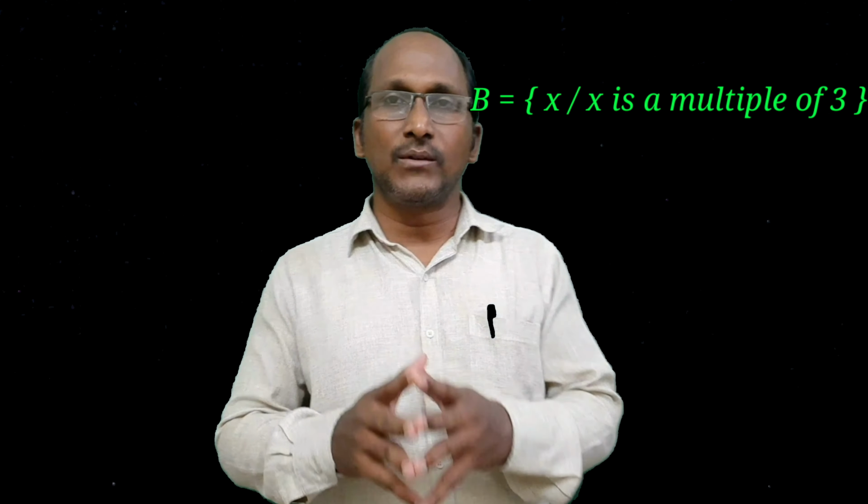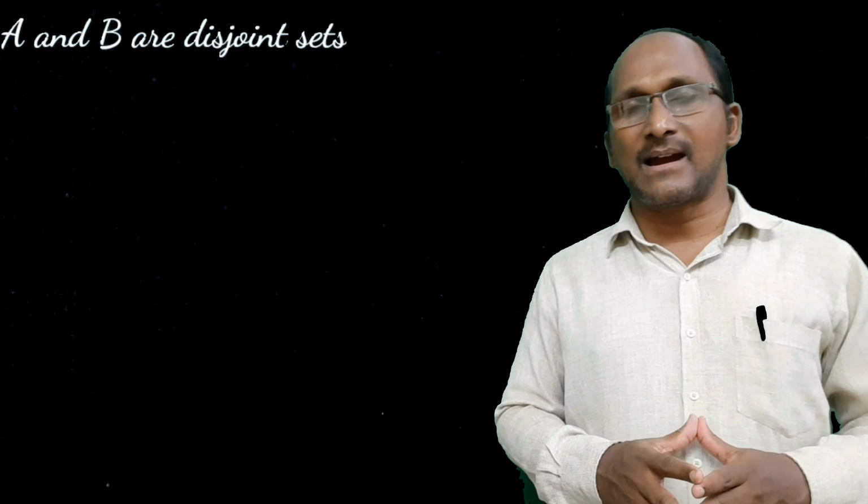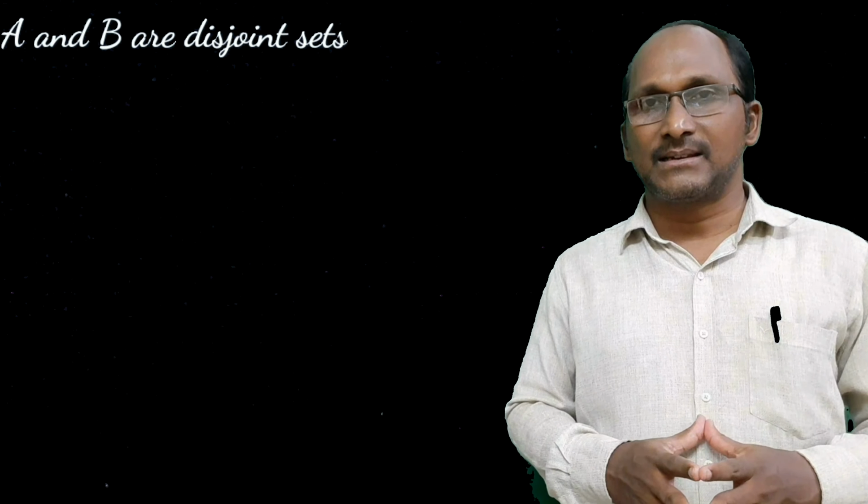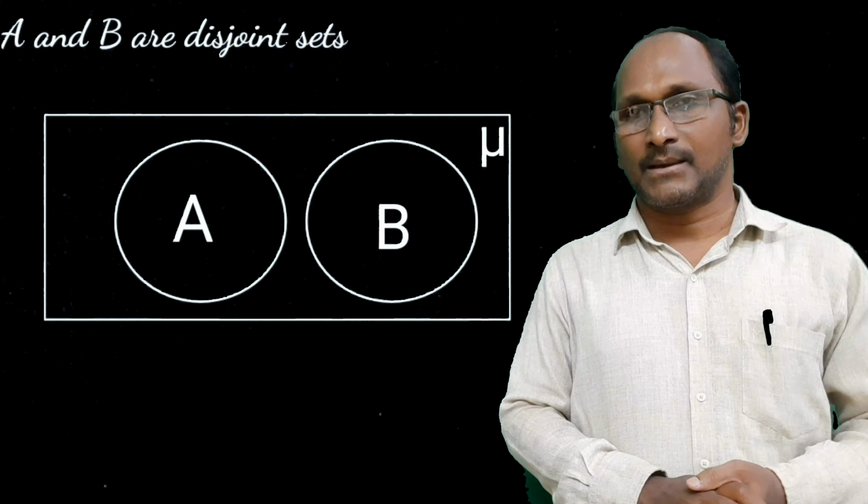So children, to use set theory in practical problems, we need to establish the relation between the sets and their combinations with the different operations. Let us see the first case. If A and B are disjoint sets, then we can show their Venn diagram like this.